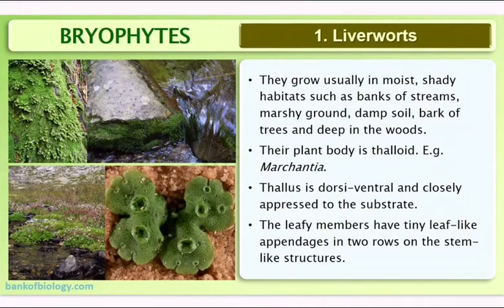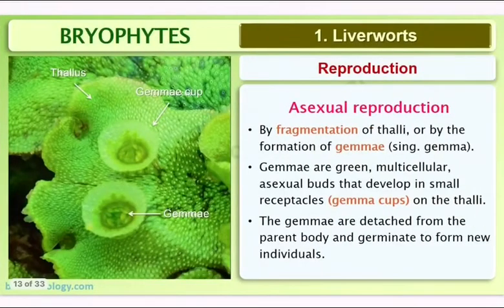And basically there are two types of bryophytes: liverworts and mosses. Now liverworts usually grow in moist, shady habitats such as banks of streams, as you are seeing, marshy ground, damp soil, and bark of the trees, and deep in the woods. The plant body is thalloid. Example, Marchantia, we have seen just now. The thallus is dorsoventral and closely appressed to the substrate. The leafy members have tiny leaf-like appendages in two rows on the stem-like structures.